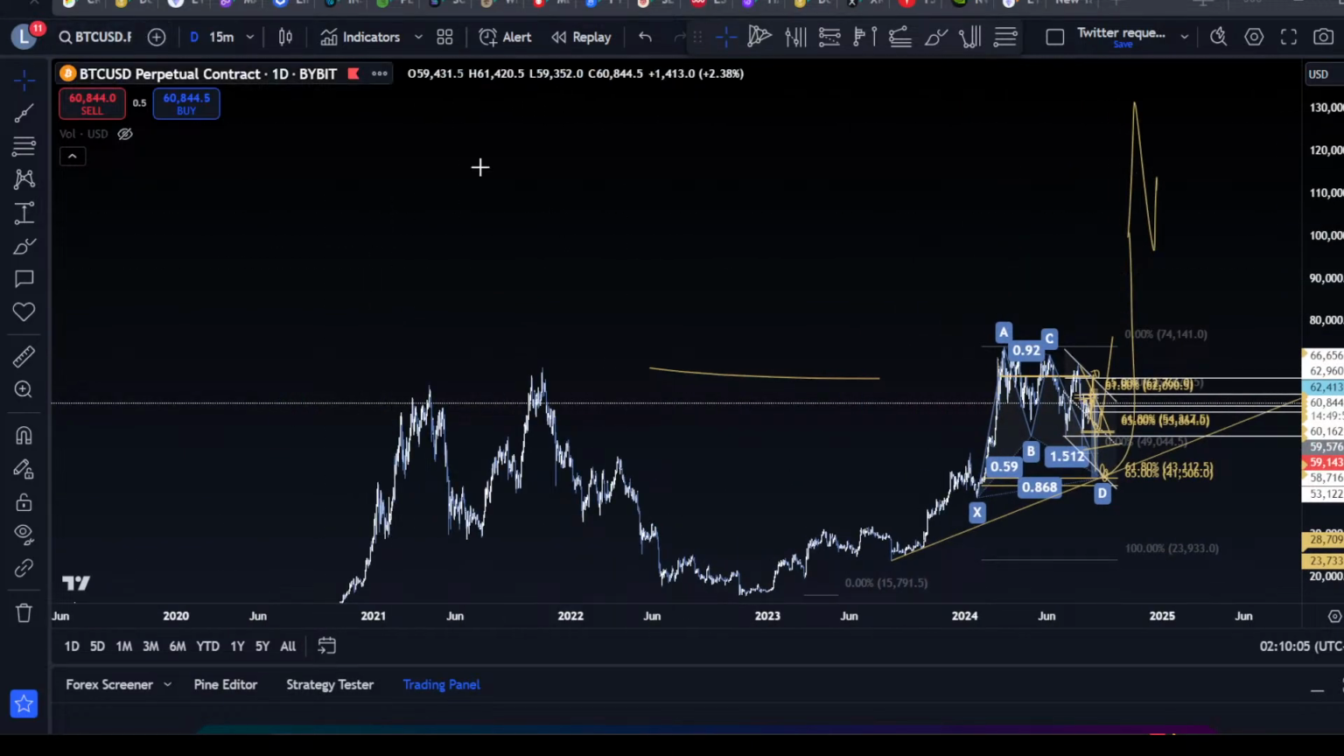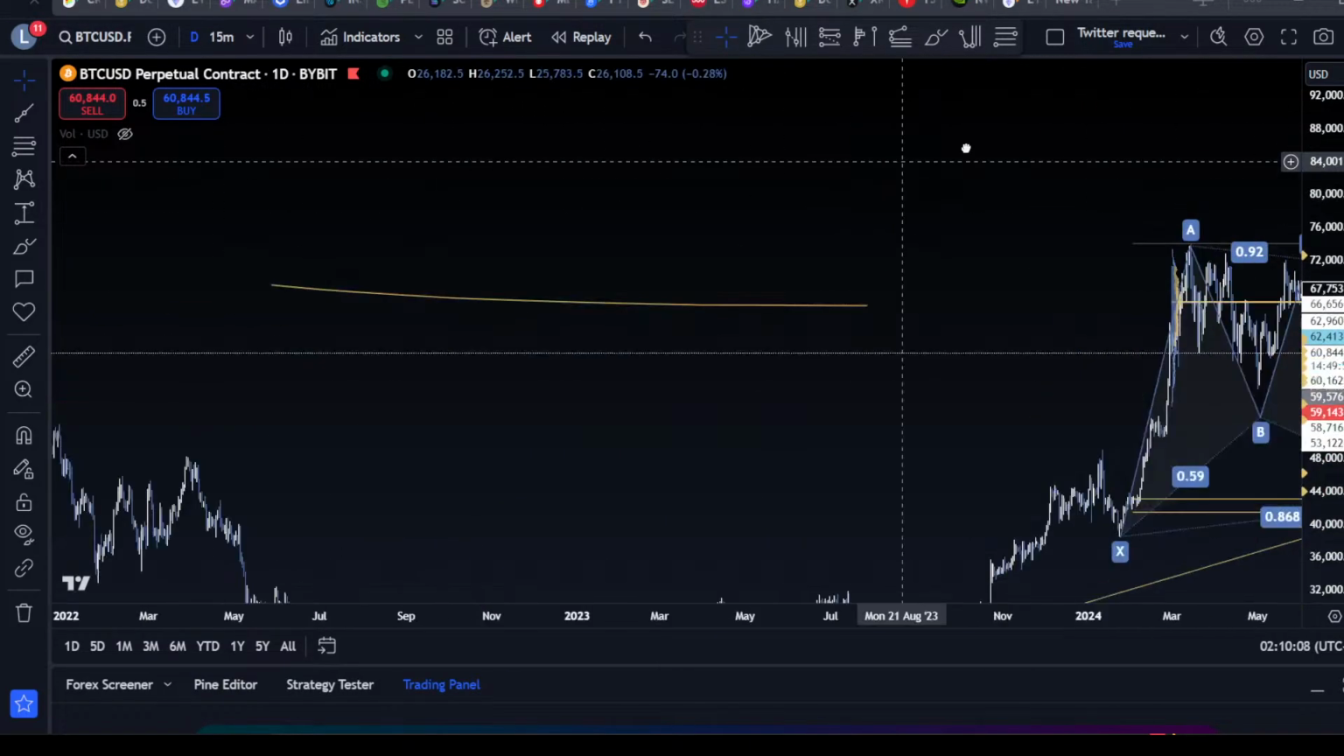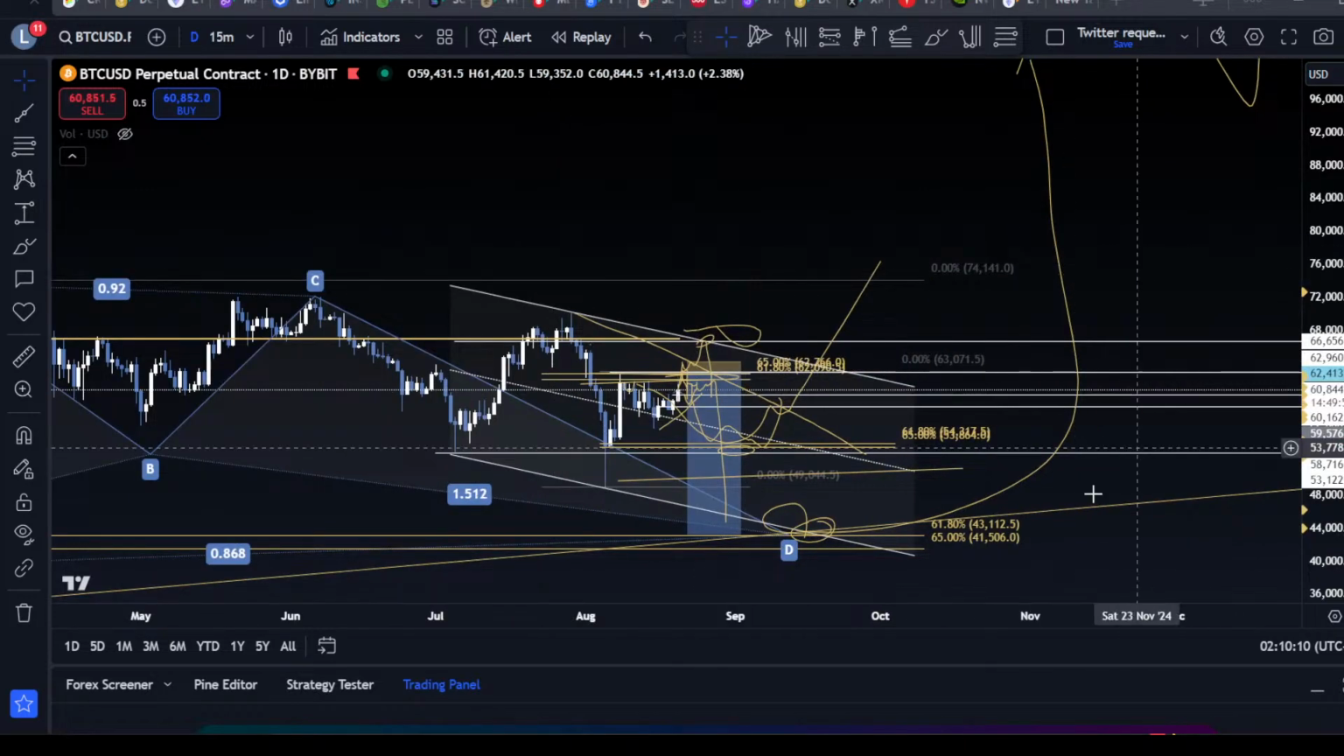Yeah, I like it. But we'll just see, trading key levels with invalidation. See what happens when we get there, if we get there.